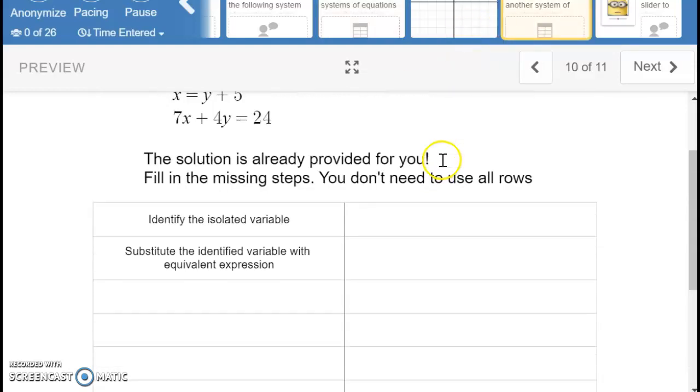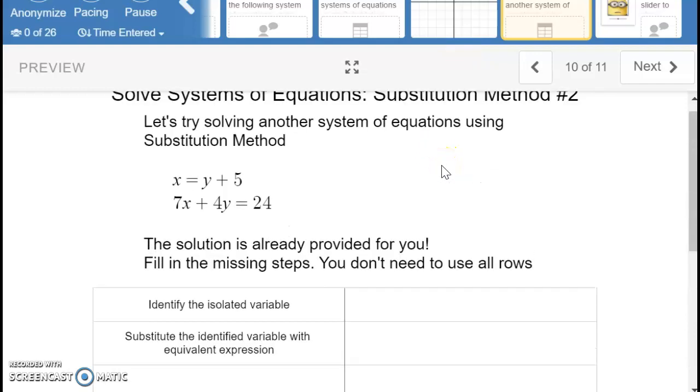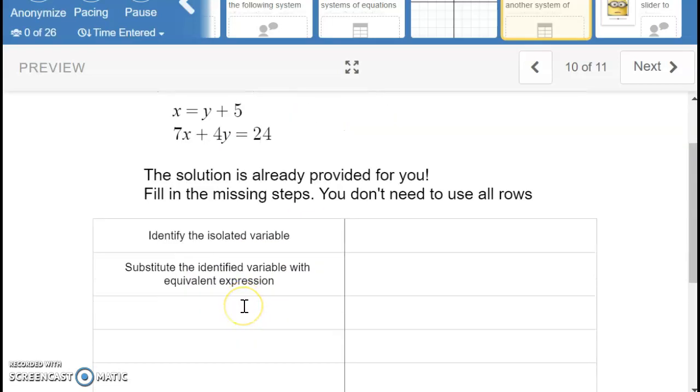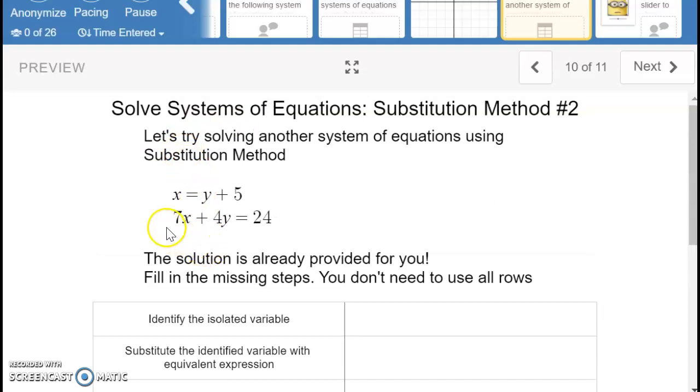Alright, so now this time you're going to have to do this on your own. Okay, so all the system of equations substitution method. Let's try to solve another system. Solution is already provided for you. Fill in the missing steps. Okay, so what is the variable that we're going to substitute for? What is the variable that has been isolated? x has been isolated because you have x is equal to with nothing else. x is equal to something else.